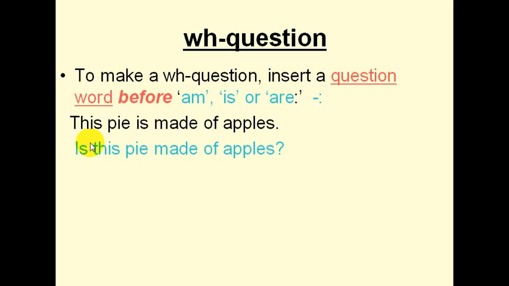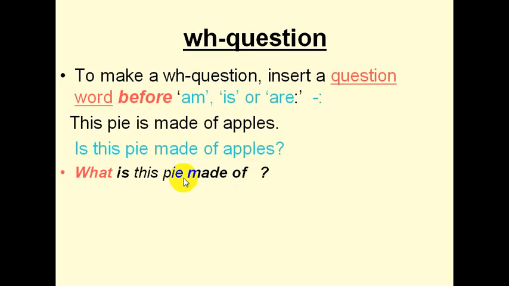Let us see. What is? Yes. What is this pie made of? Of course, you have noticed that I have got rid of apples. Why have I got rid of apples? Because it is my answer. So I shouldn't write it here after "of." Excellent. This is the question. This is the answer. What is this pie made of? This pie is made of apples.